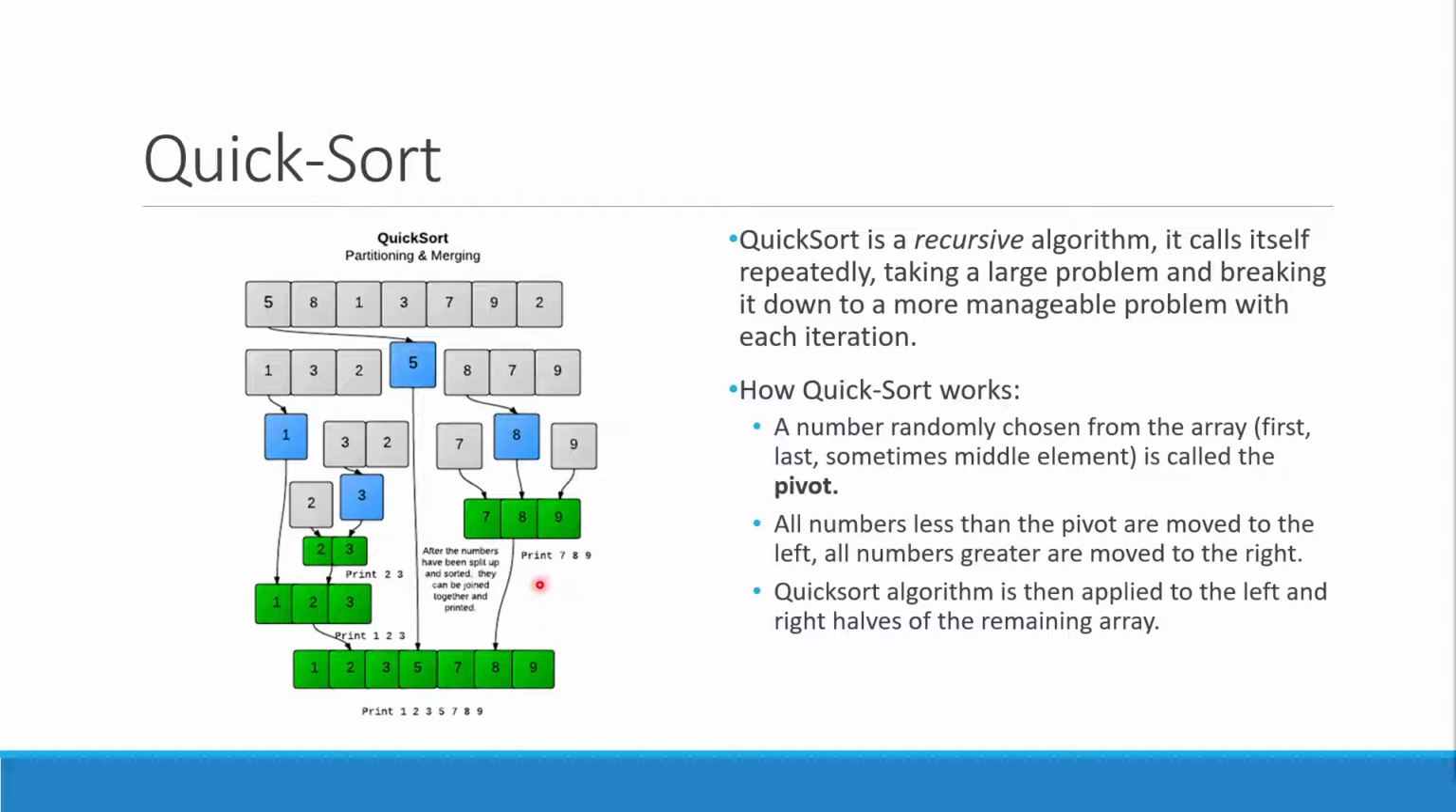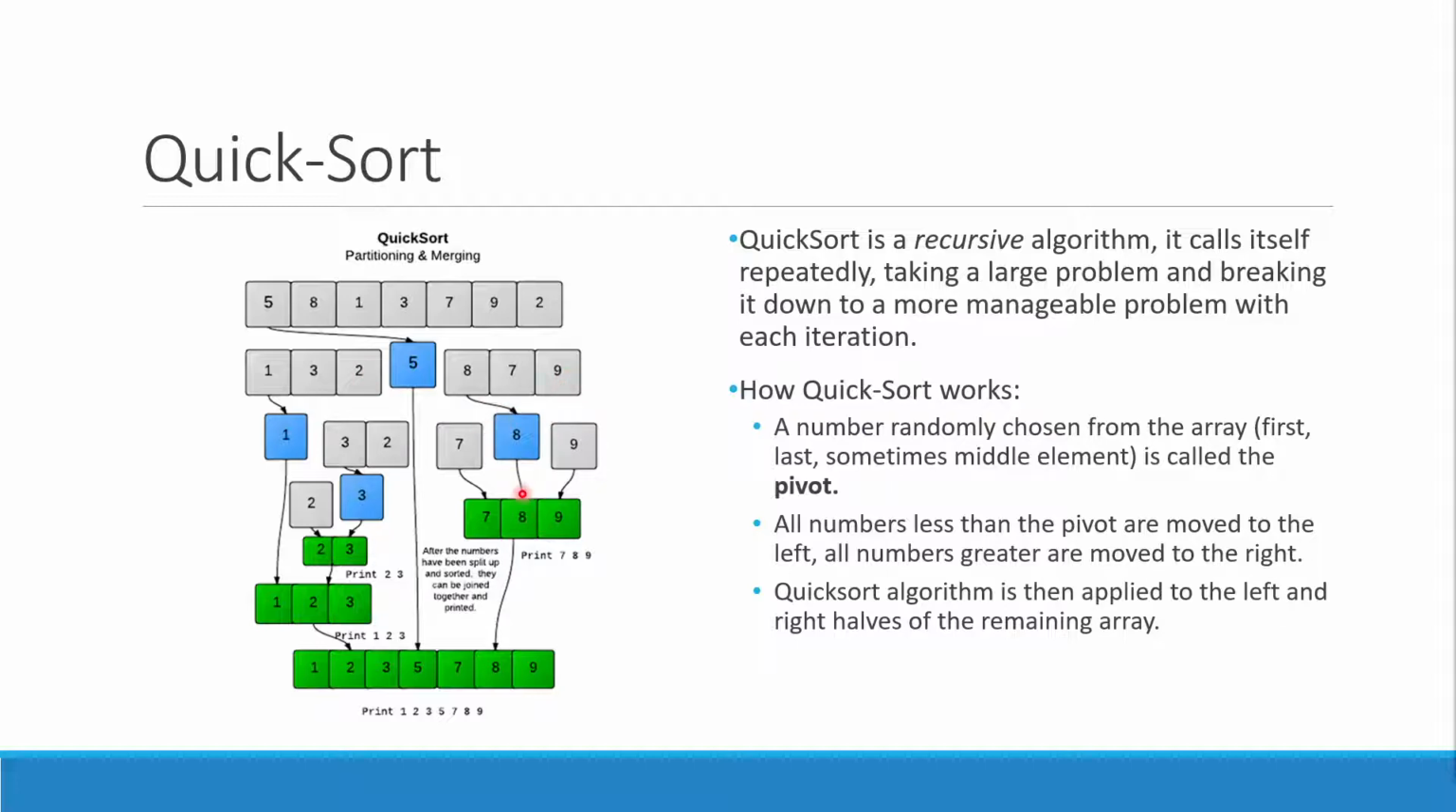And all of the remaining elements are in the correct position relative to where the pivot is. They're just in the wrong order. So the way we would continue this further is that we would apply the quicksort algorithm to both halves of the remaining array. So we would treat 1, 3, 2 and 8, 7, 9 as 2 different arrays.